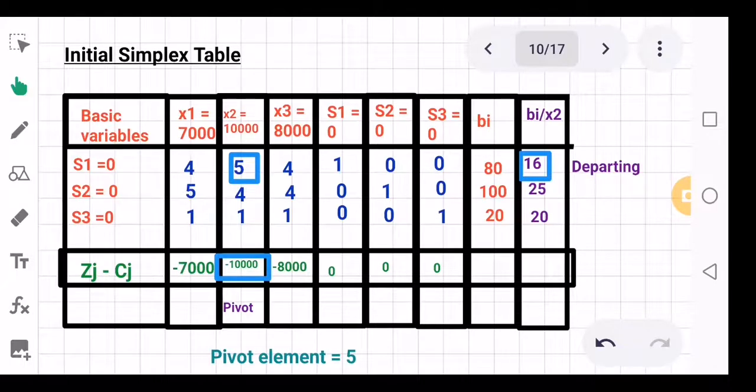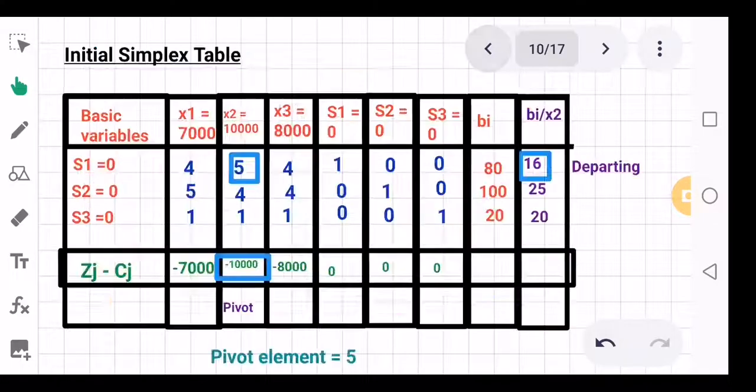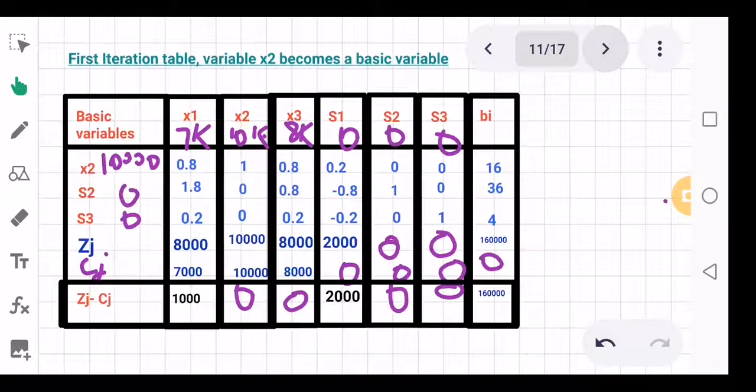And why did we choose this as the departing row? We chose this as the departing row because 16 was the least value. That's why this became the departing row. That's why s1 had to leave us. And that got replaced by the pivot column element, that is x2. Pivot column variable x2. Okay, so that's how we got x2 over here, and then we prepared this.